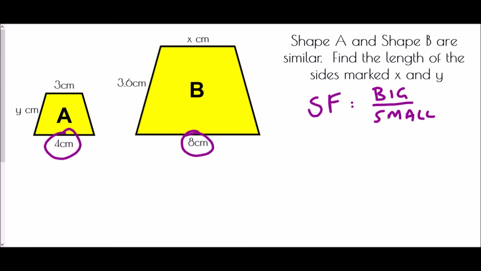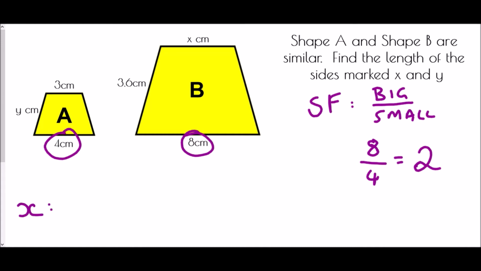We know the base in each case. And so, in the bigger shape, it has a size of 8. In the smaller shape, it has a length of 4. And therefore, the scale factor is 8 divided by 4. It is 2. And so, to take me from A to B is a scale factor of 2. And so, let's find x.